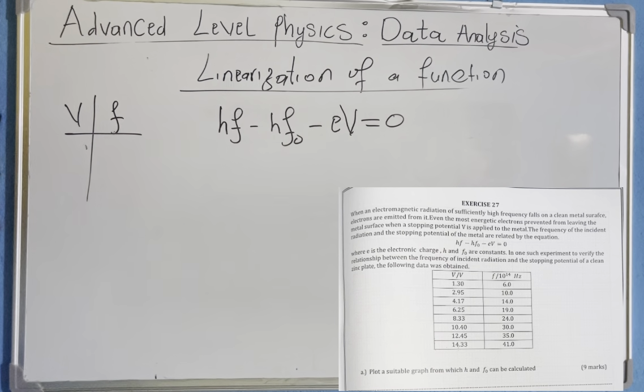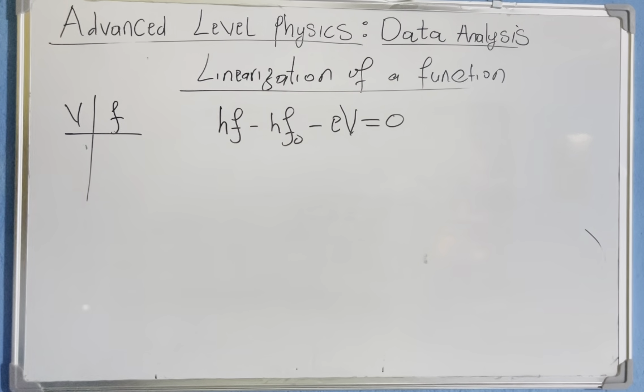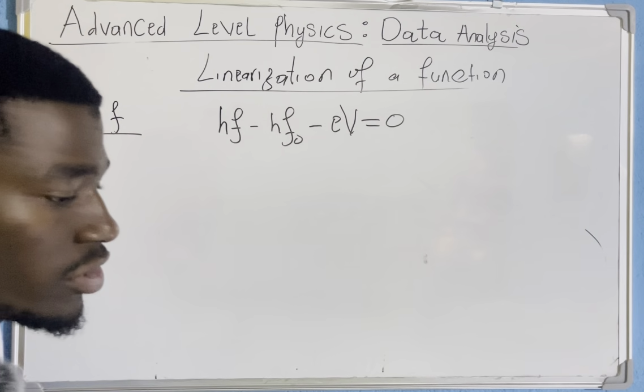Okay. Now we should look up. We want to plot a suitable graph from which h and f0 can be calculated. So that is it. You're having the question, students. You can pause the video and try to do it. Then let us do the correction.